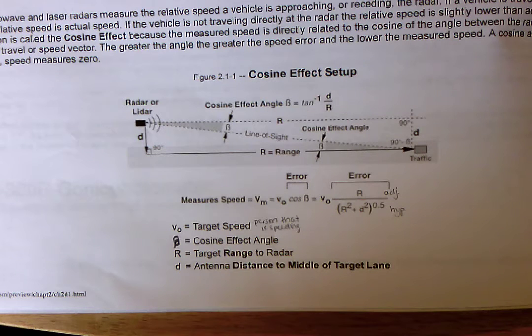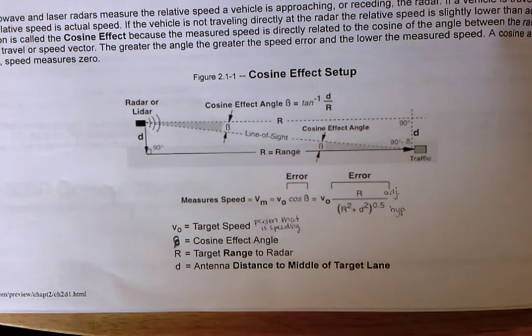And that's called the cosine effect, because the measured speed is directly related to the cosine of the angle between the radar and the vehicle direction of travel, or speed vector. And it says here, the greater the angle, the greater the error, pretty much, and the lower the measured speed that the radar will end up detecting.